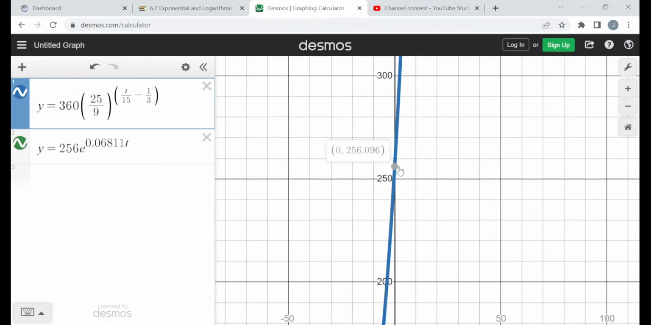See, there's 256 something, right? But you see they're basically the same graph. If I turn one off and on, they're right on top of each other pretty much. I mean, they're not exactly the same, but they look the same in a graph like this. So they're approximately equal to each other. So either model you use is totally fine.